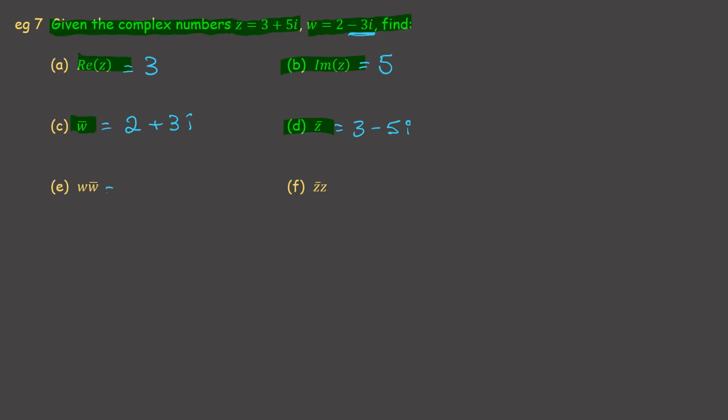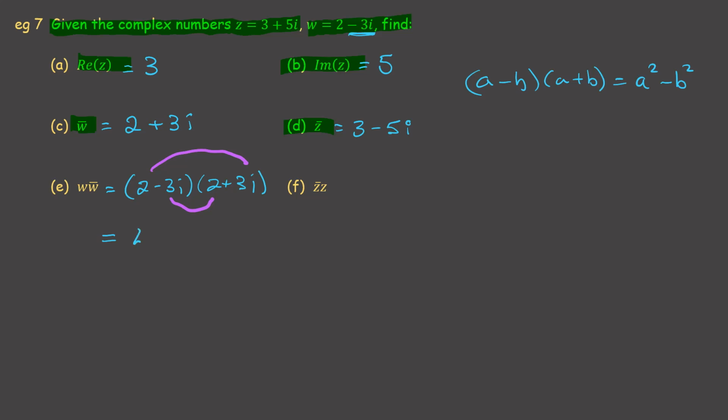Now we want to calculate w w bar. So that is going to be 2 minus 3i, 2 plus 3i. That's a difference of perfect squares. If you expand out the cross terms, so that's this one and this one, they would cancel out. We've got positive 6i minus 6i. So we only really need to do, remember with the difference of perfect squares, you have a minus b, a plus b is just a squared minus b squared.